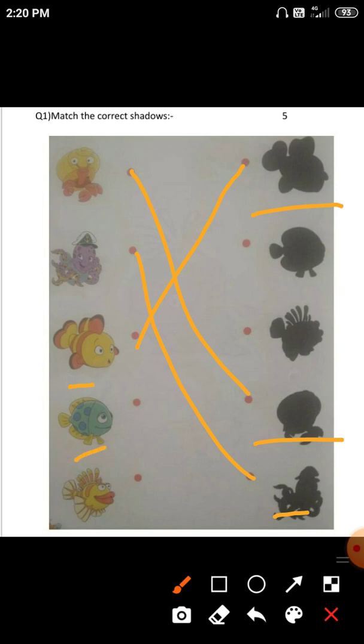Then the fourth one. The fourth fish is a different color, different feature. So the fourth fish's shadow is here. Then the fifth one, fish. This is also a fish but a different type of fish. The color is different, the feature is different. So you have to identify the correct shadow and match it. Like this you have to match it.